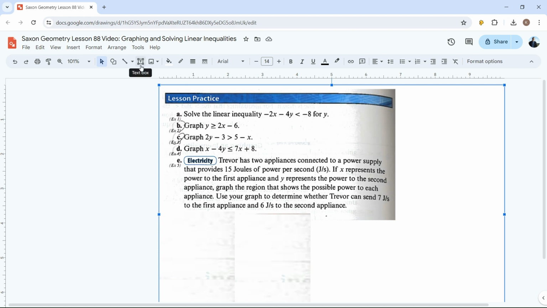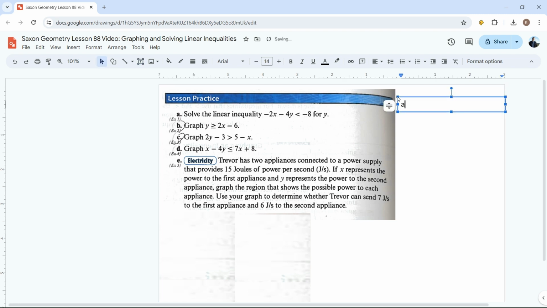And what we have to do in this one is get y on a side by itself. And this is a good preview of the lesson because a lot of what we're going to be doing in this lesson is getting things in slope-intercept form, which means we need to get y on a side by itself. So what is this going to look like? I'm going to write this equation, except I'm going to start by adding 2x to both sides. So it's going to be negative 4y is less than 2x, because I added 2x to both sides, minus 8.